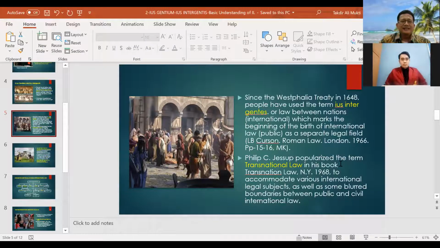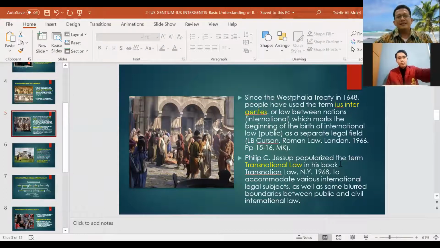So international relation now gets a new characteristic. The name is transnational relation. So for transnational law, he suggested a new term. The name is transnational law. As a concept, it is very good. But international law experts until today still use the term international law, not transnational law.